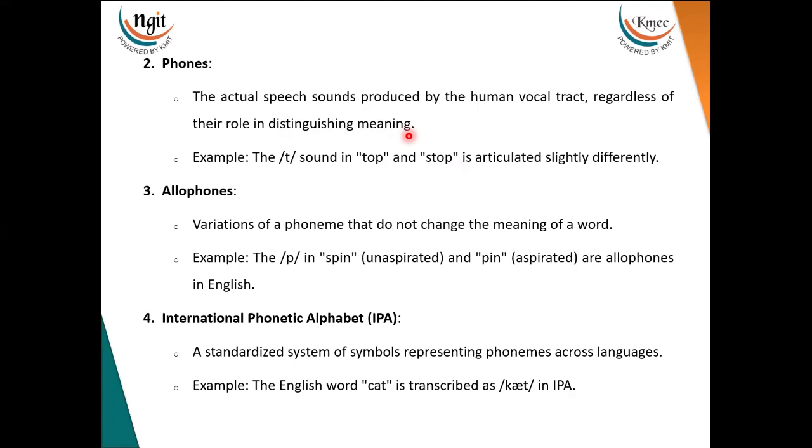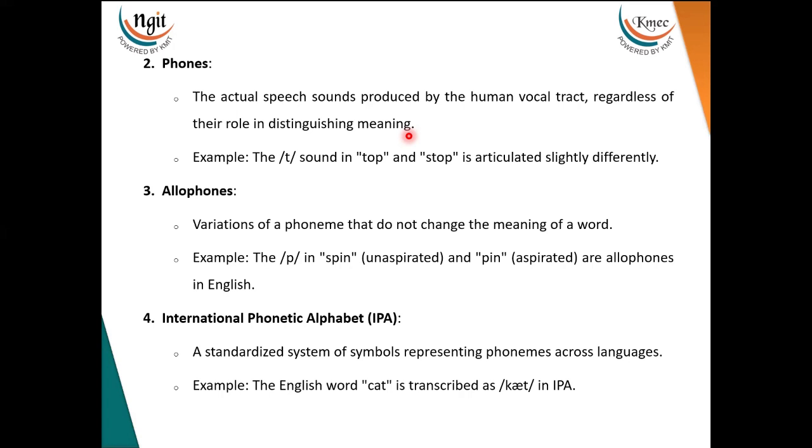If you consider the alphabet B, a voiced bilabial stop sound occurs in the word bat. If you say bat, you can observe how the B is pronounced. It's a voiced bilabial stop sound. You can also take another example, kite, K-I-T, where a voiceless velar stop with aspiration is found.